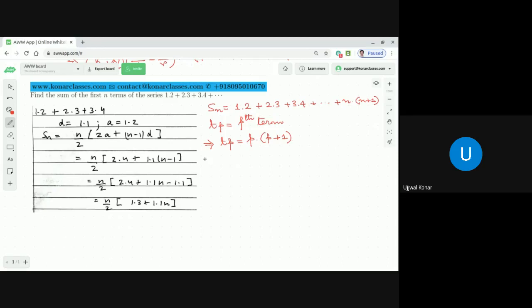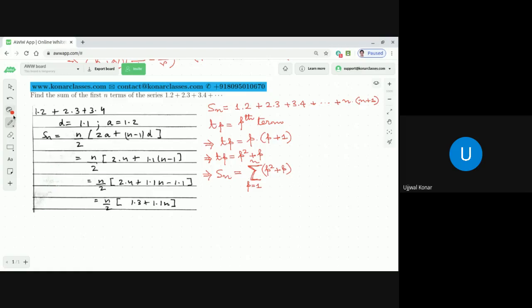So that implies Tp is equal to p square plus p. Correct or not? Clear or not clear? So what you need to do? We need to find the value of Sn. Sn is equal to nothing but the sum of these p square plus p from p equal to 1 to n. If you understand this symbol or not, let me know. Summation means a symbolic representation when there are multiple terms.